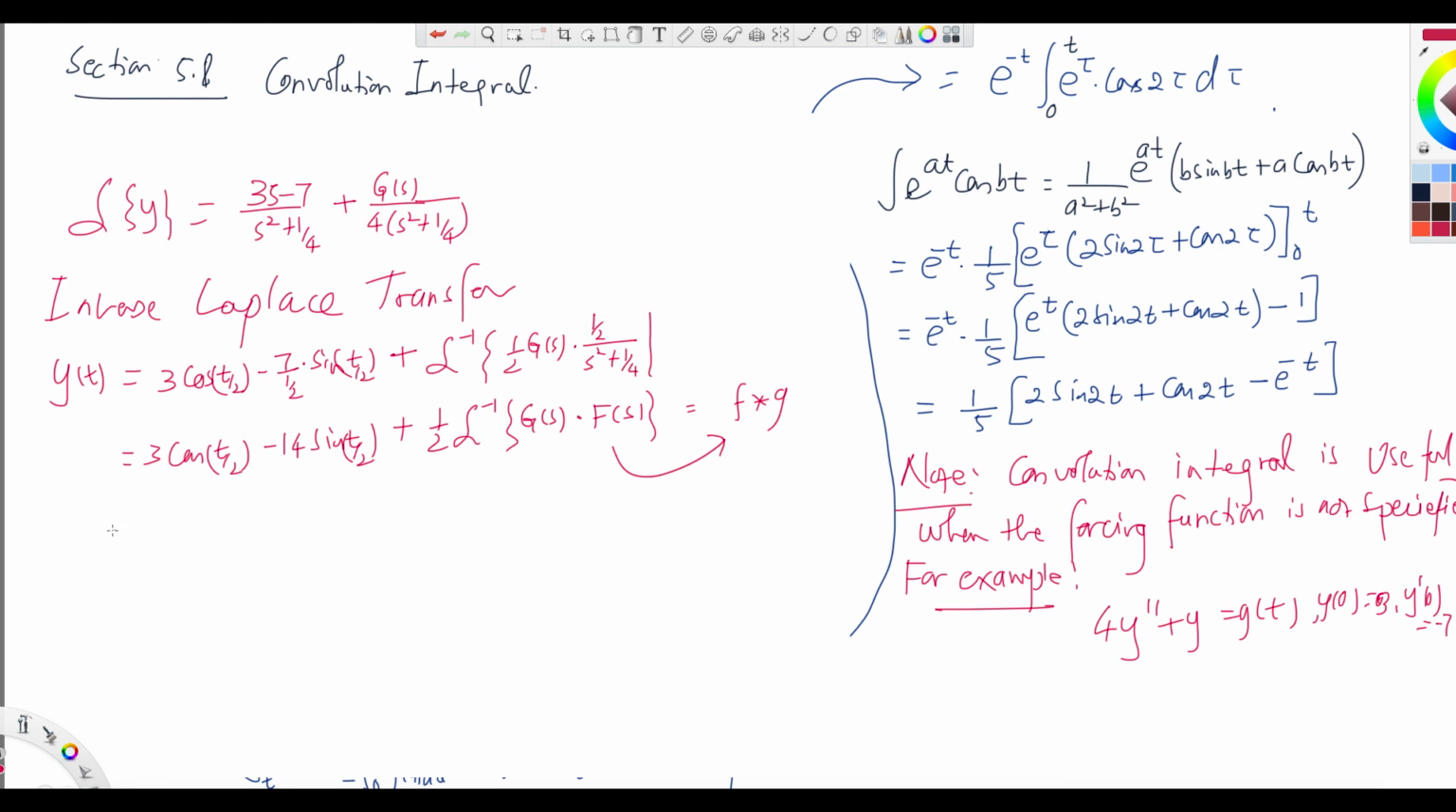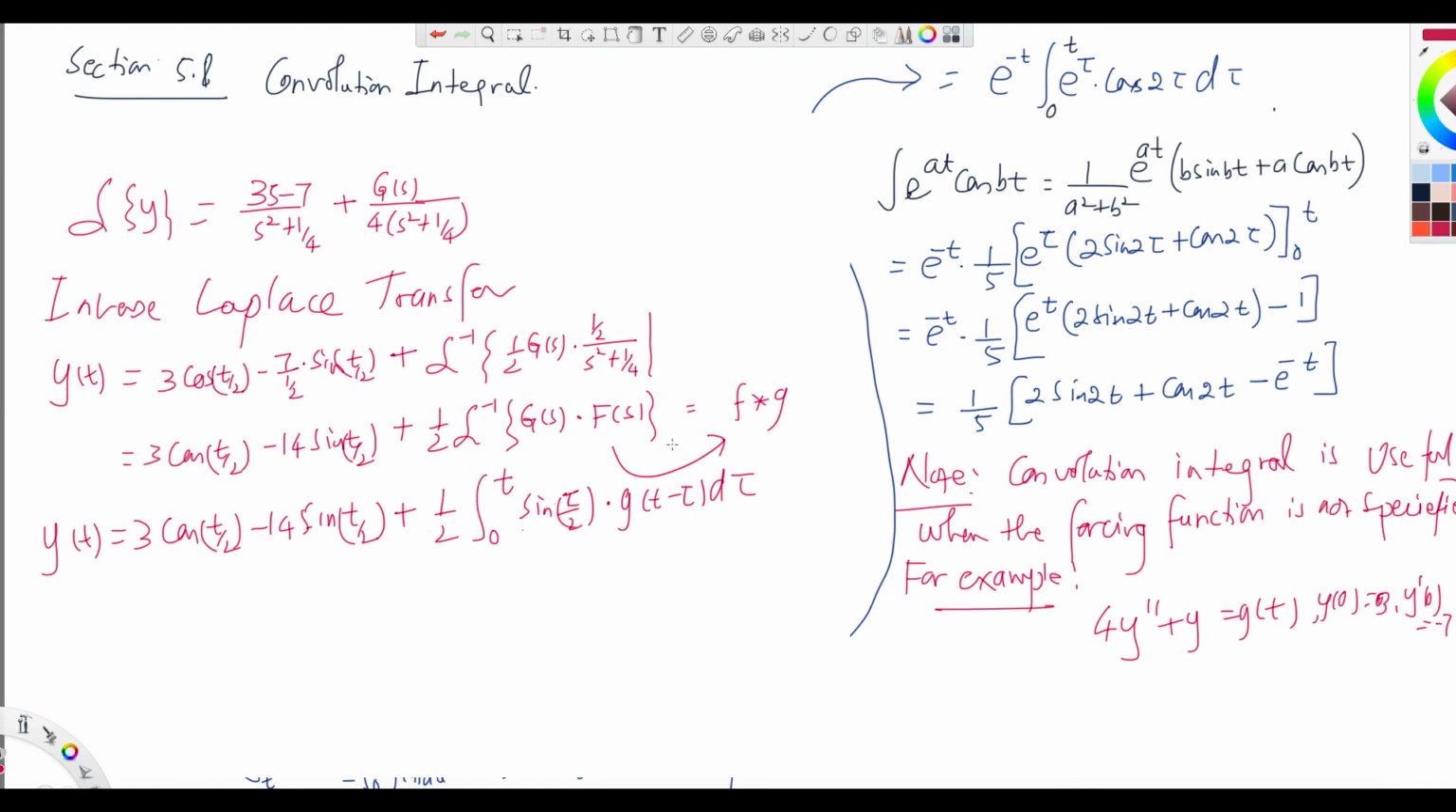So this becomes 3 cosine(t/2) minus 14 sine(t/2), plus you can write 1/2 times the integral from 0 to t of sine(τ/2) times g(t - τ) dτ. Look at that. This is the solution y(t) of that differential equation. So this is how you solve a differential equation by using the convolution integral.